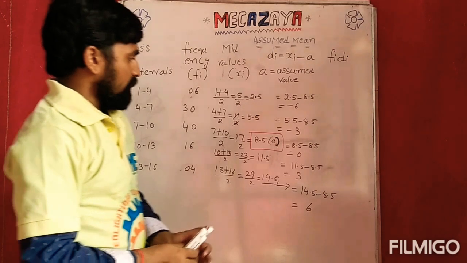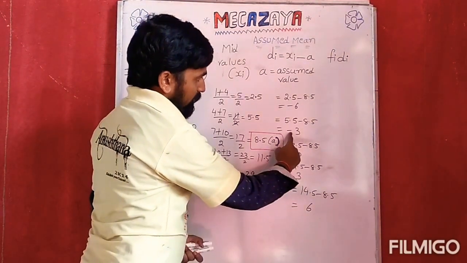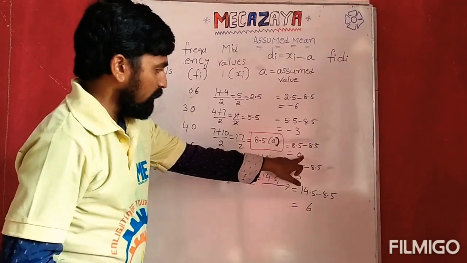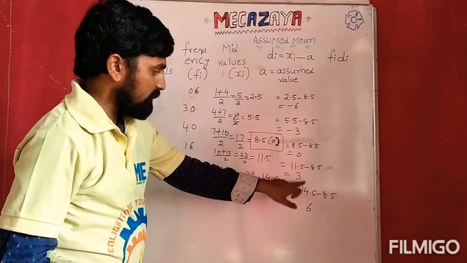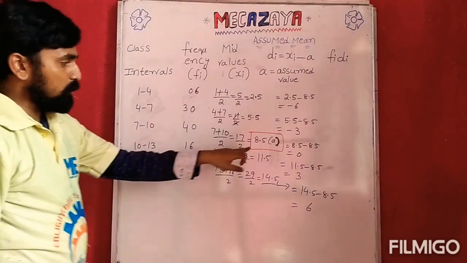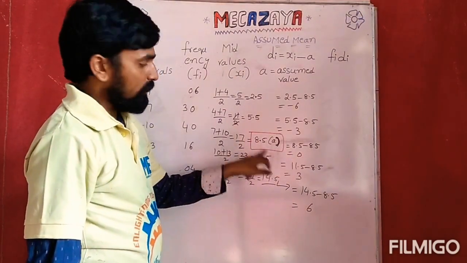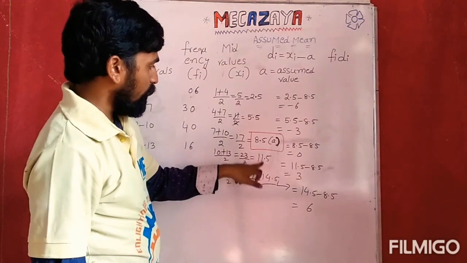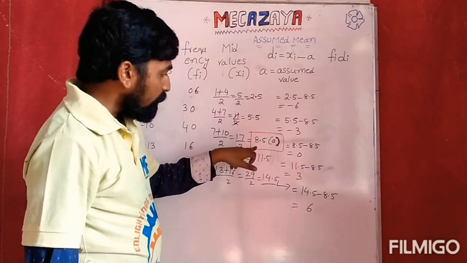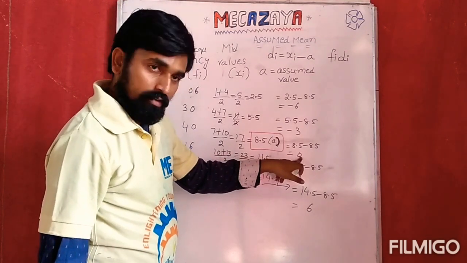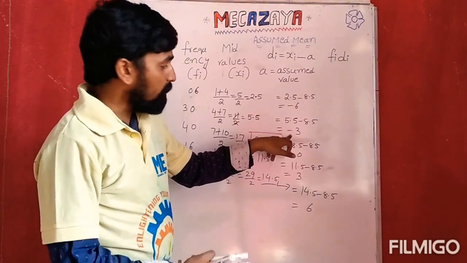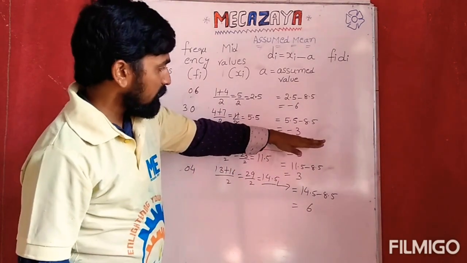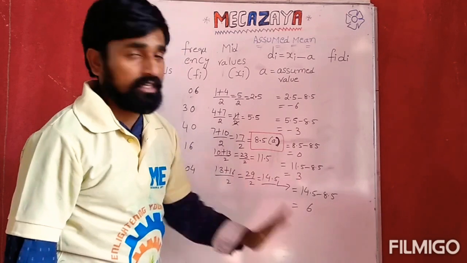So if you notice here, we are getting minus 6, minus 3, 0, plus 3, plus 6. That's why I chose this as the assumed value. You can choose this also, this also, 14.5 also, 11.5 also, 5.5 also. But if you choose the middle number, it will be 0. Upper numbers will be minus 3, minus 6. Lower numbers will be plus 3, plus 6. So this is the preceding frequency, succeeding frequency.